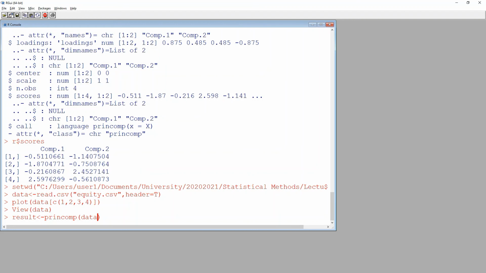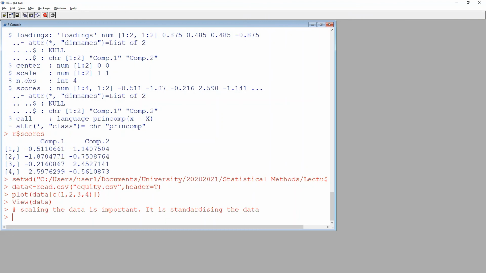Scaling the data means you apply standardization to the data. Scaling the data is very important, it is standardizing the data. Why am I saying so? Because especially when your data sets are on different scales. For the case of equity that you just saw, they are on a relatively similar scale. But for other data sets where the scales are very different, it's always very, very important that you scale your data first.